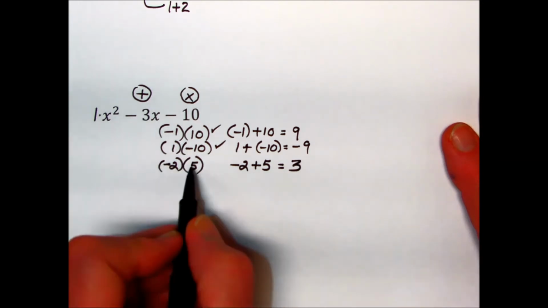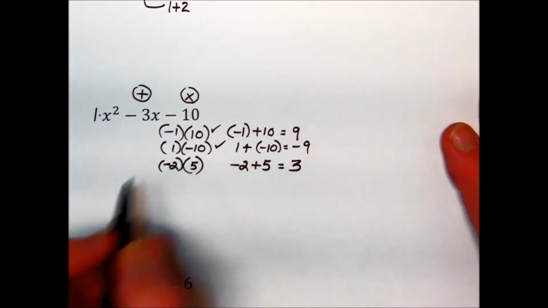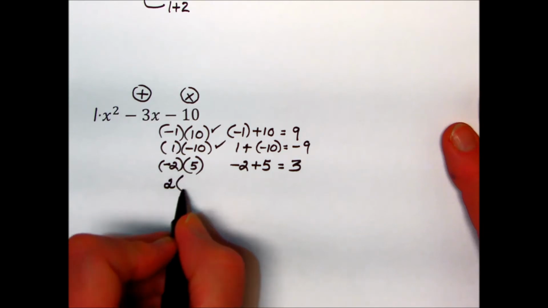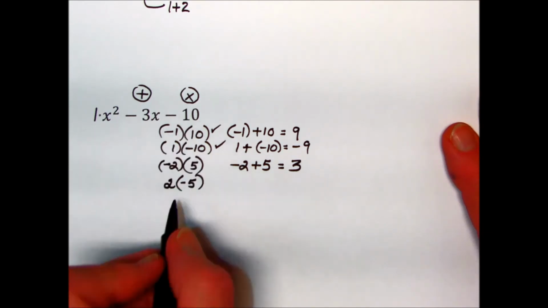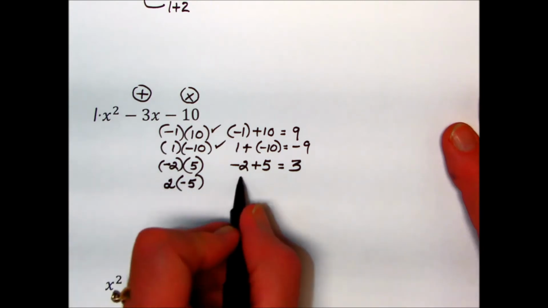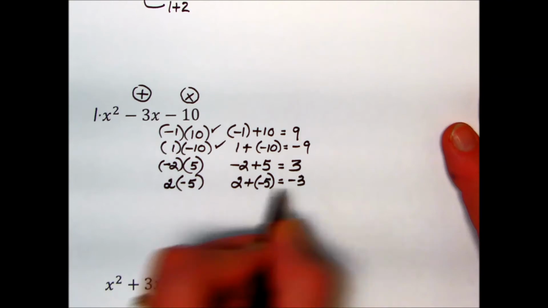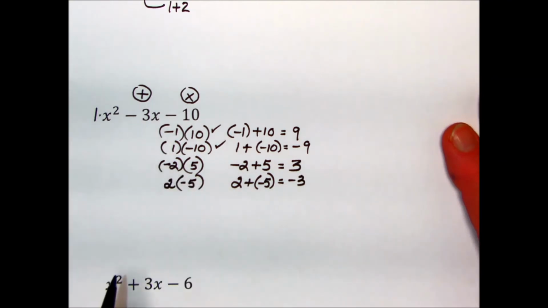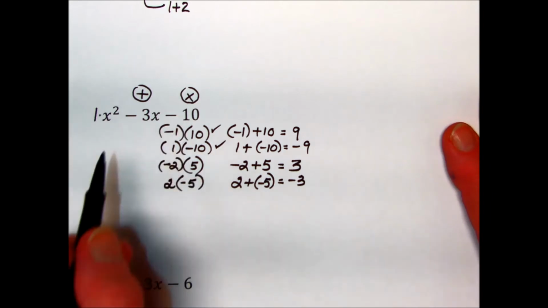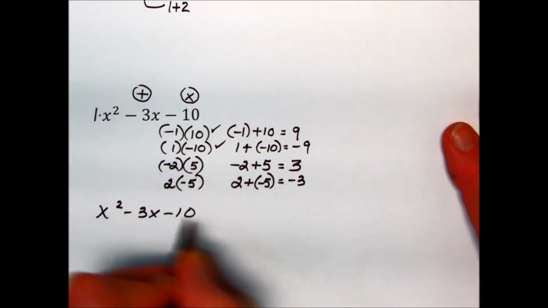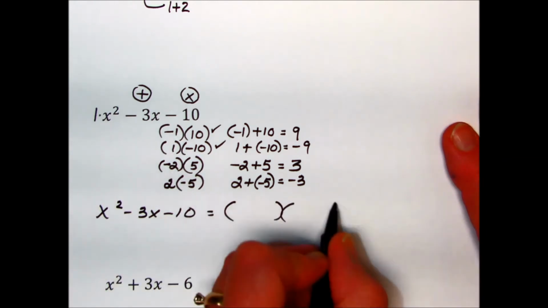We're looking for negative 3. We're very close, and the only thing that's left to do then is to switch those signs. Instead of a negative 2, let's do a 2 times a negative 5. That gives us the negative 10 we're looking for, and when you add those, 2 plus the negative 5 gives us ding, ding, ding, the value that we're looking for. So we now have the numbers for our factors, and so x squared minus 3x minus 10 factors into the following two binomials.